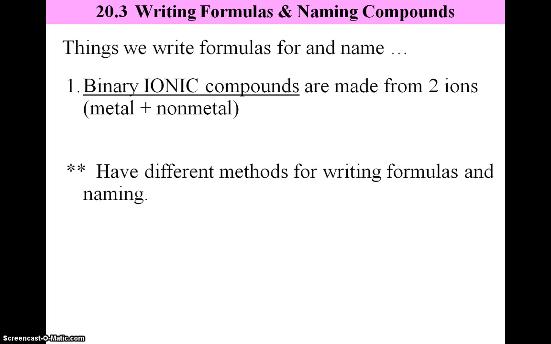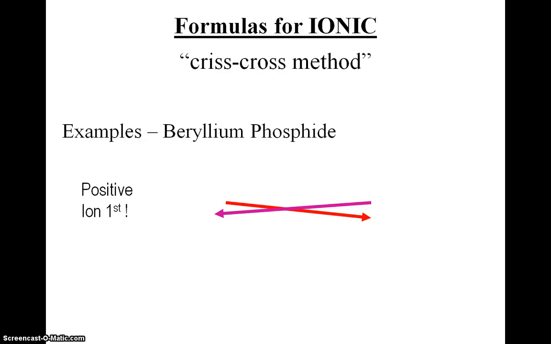Now, in order to write formulas, we are going to start by learning to write formulas for binary ionic compounds. We say binary, which means 2, because it's between a metal and a nonmetal. So we're going to learn a cheat for writing formulas. It's called the criss-cross method. The example that I'm going to give you is beryllium phosphide.